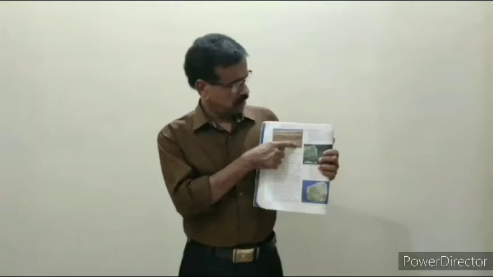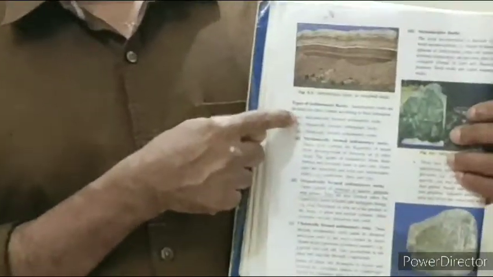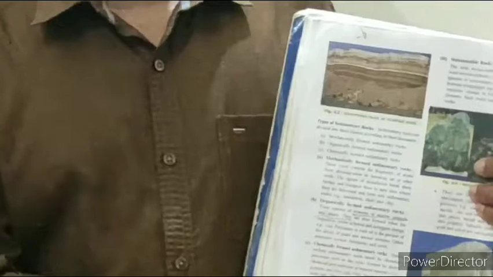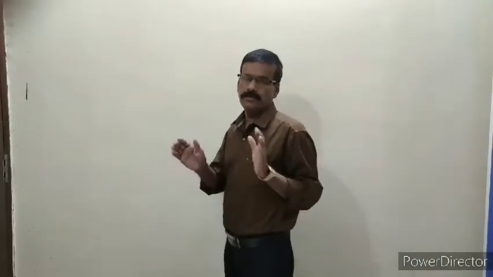I will show you from the text the picture of sedimentary rock. So from here you can see that this is the picture of sedimentary rock. Now I am moving to the different categories of sedimentary rock. Sedimentary rock is divided into three categories. They are mechanically formed sedimentary rock, organically formed sedimentary rock, and chemically formed sedimentary rock.